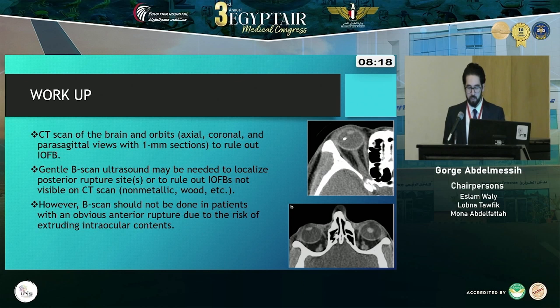CT scan of brain and orbit, axial, coronal, and parasagittal views, to rule out intraocular foreign body, like we see in picture A. This is an intraocular foreign body. Gentle B-scan ultrasound may be needed to localize posterior rupture sites and to rule out intraocular foreign bodies that are not visible on CT scan, like non-metallic intraocular foreign bodies. However, B-scan shouldn't be done in a patient with an obvious anterior rupture due to the risk of extruding intraocular content.